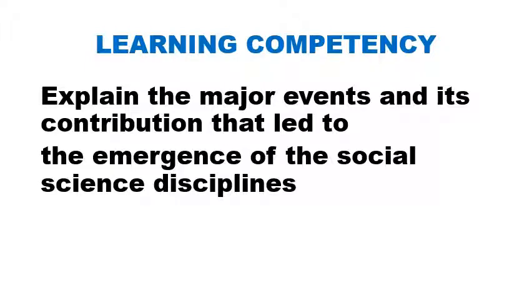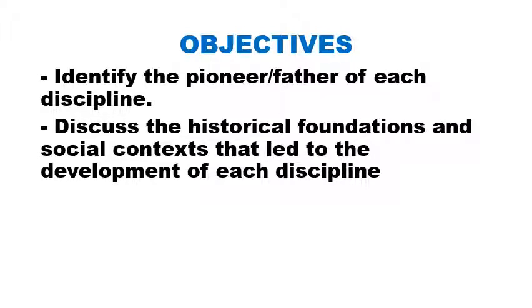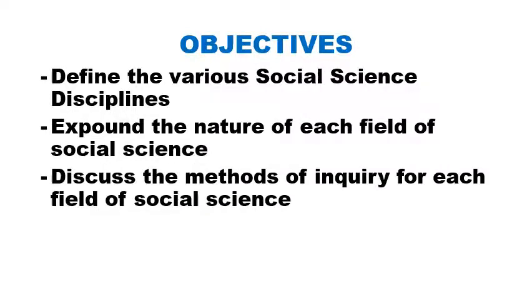Our topic for today is the emergence of the social science discipline. Our learning competency: explain the major events and their contribution that led to the emergence of the social science disciplines. Our objectives: identify the pioneer, father of its discipline, discuss the historical foundations and social context that led to the development of its discipline, define the various social science disciplines, expound the nature of its field of social science, discuss the methods of inquiry for its field of social science.